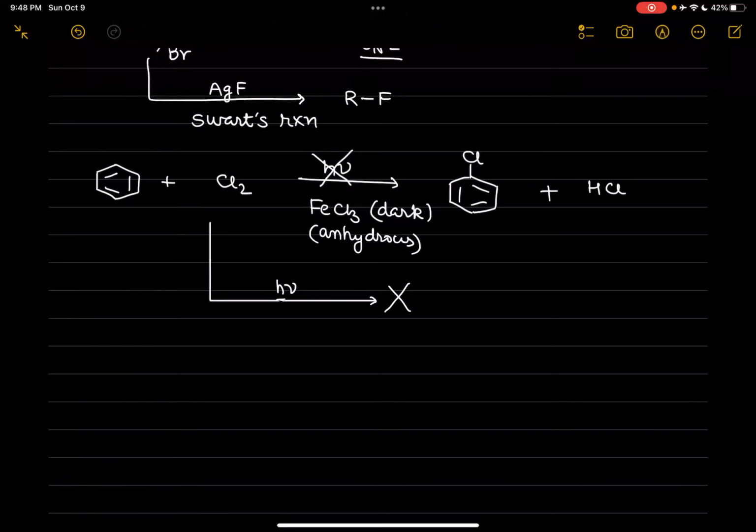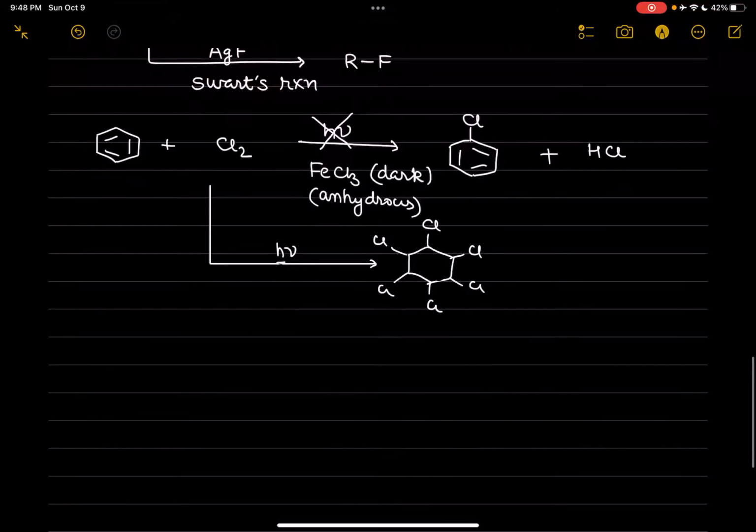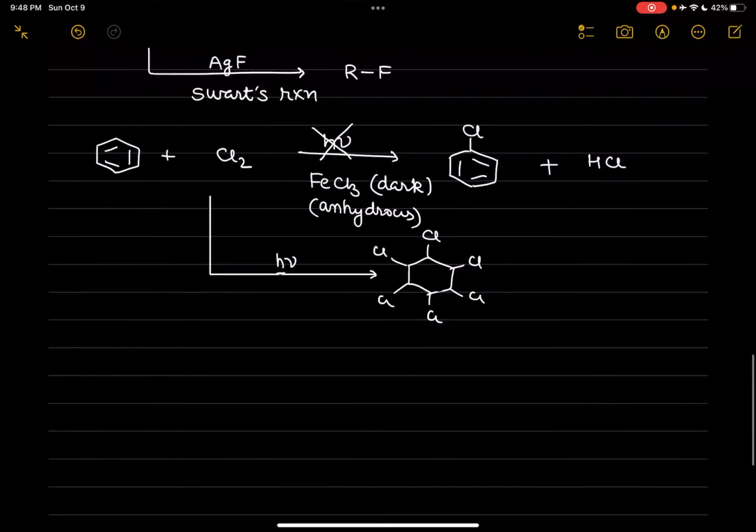That is an addition reaction, and that is benzene hexachloride, BHC, also known as lindane, gammexane. Where is it used?